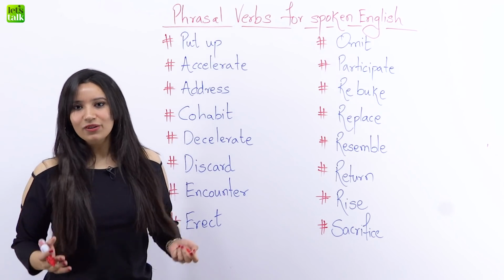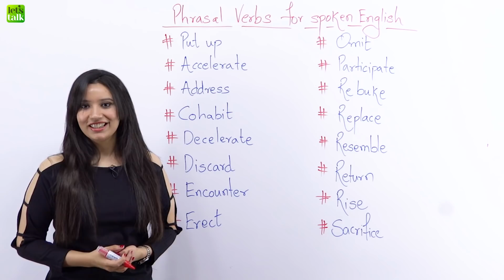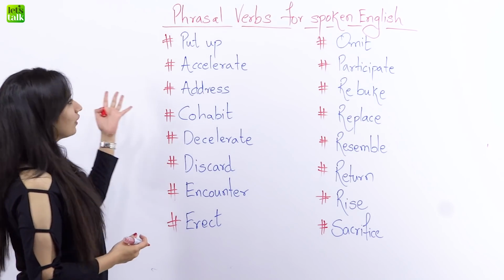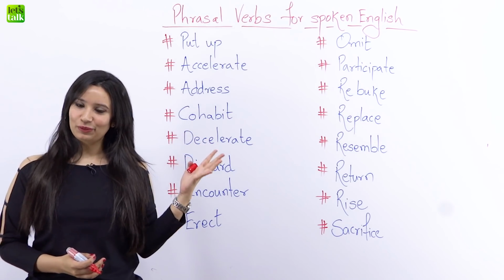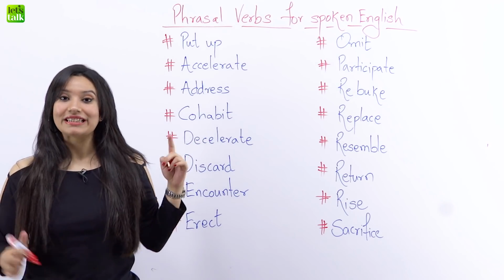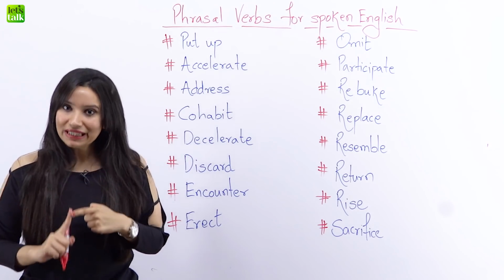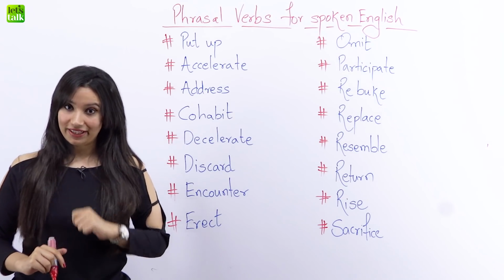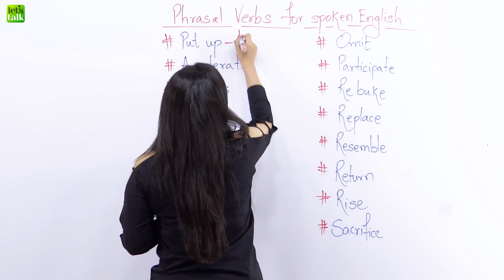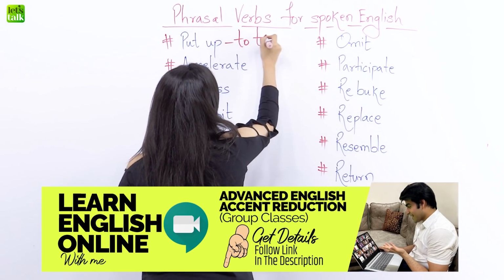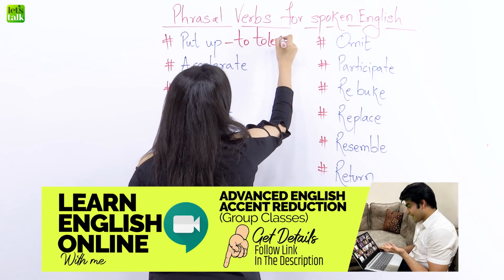Okay, so what are the alternative options that we've got? Let's look at them. So the first one is put up. Now, is this a formal word? No, it's not a formal word. It's an informal phrasal verb. But its meaning is a formal verb, and that is to tolerate someone. Put up means to tolerate someone.